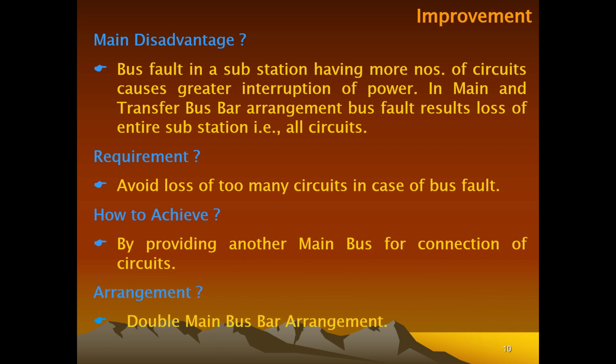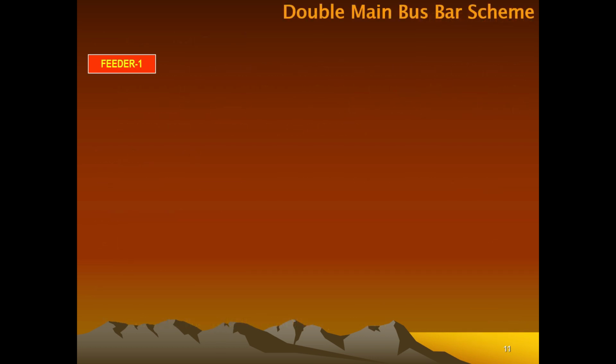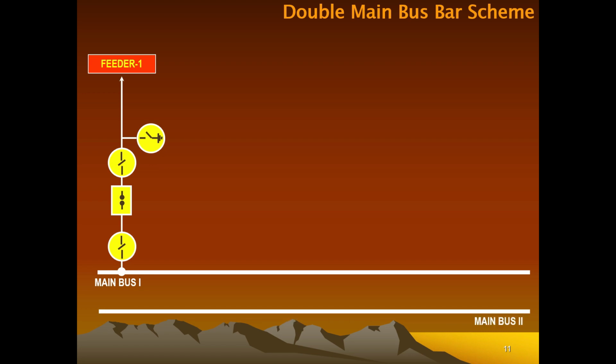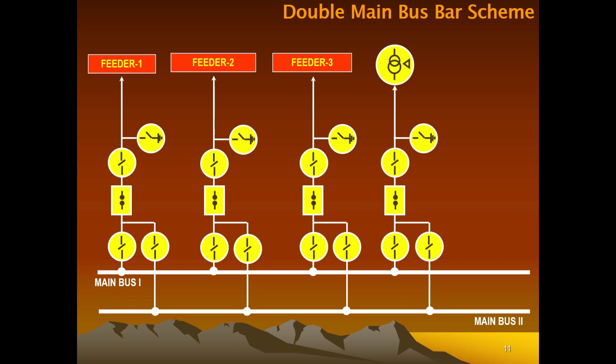So now this is the arrangement. In case of double main schemes, this is your feeder 1 which is connected to, suppose, bus 1 through one breaker and two isolators on both sides of the circuit breaker. Then there is a second bus, this is main bus 2, and this feeder is connected to main bus 2 also through the second feeder. Likewise, feeder 2, feeder 3, feeder 4, these all are replicas of feeder 1.